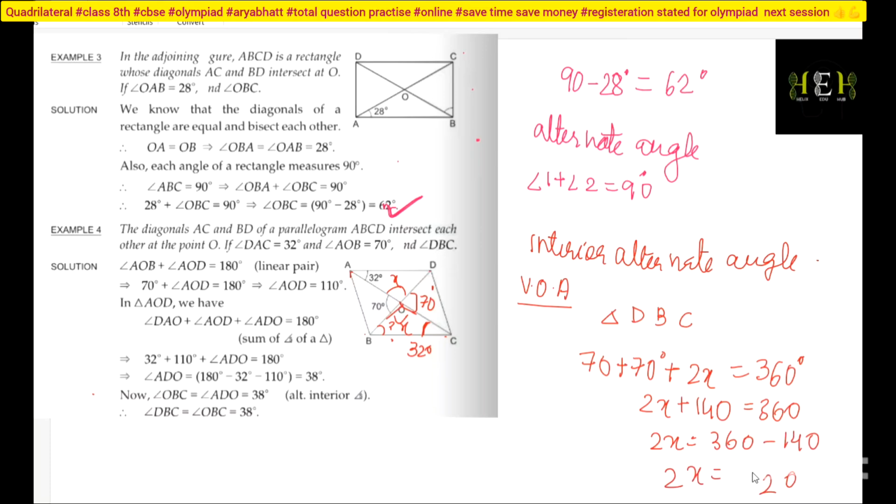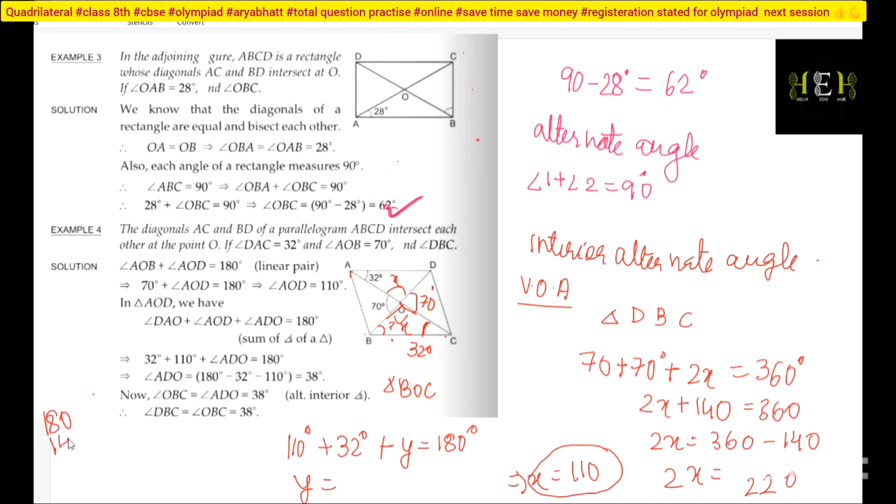From this I can find out 2x is equal to 220, right? So x is equal to 110. So this one is 110. Now I have 110 plus this 32 in the smaller triangle BOC, plus suppose the required angle is y, equal to 180 degrees. So I can find y: y will be 180 minus 142, which is 38 degrees. Y is equal to 38 degrees.